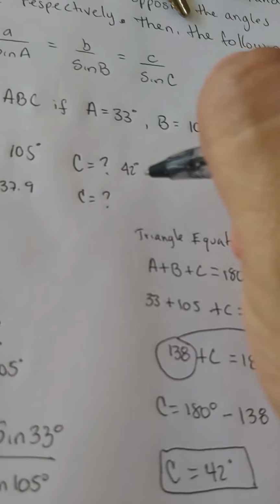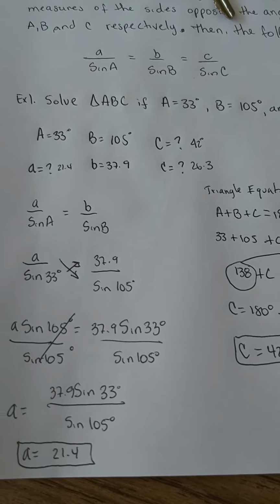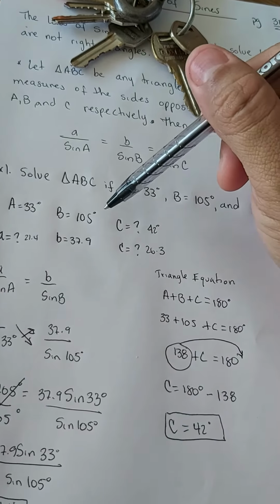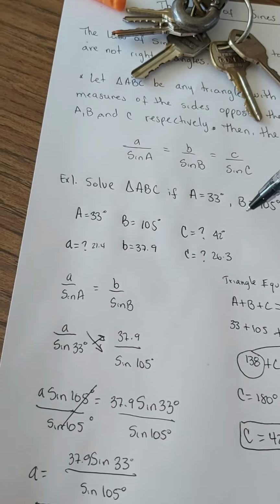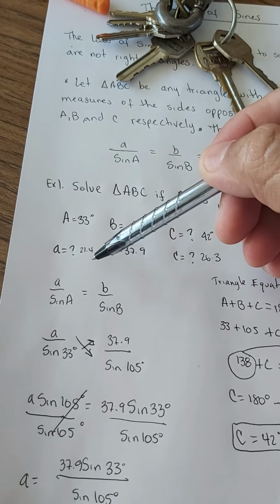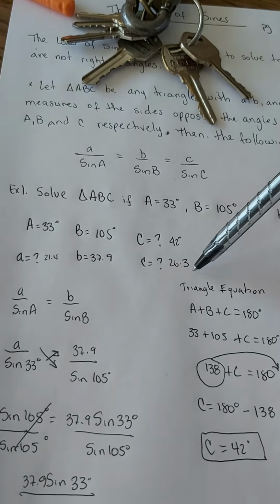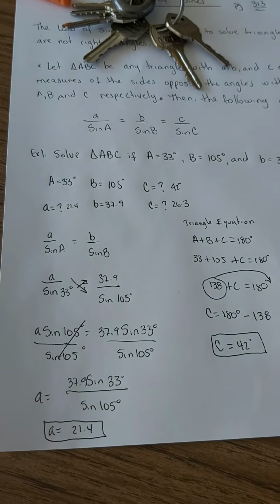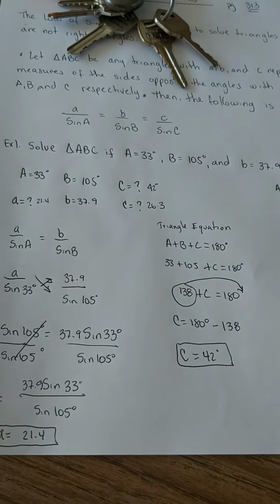So here we have solved the triangle. Notice we have the three angles: angle A 33, angle B 105, angle C 42, and we have our three sides: side A 21.4, side B 37.9, side C 26.3. So this is how we solve a triangle using the law of sines.